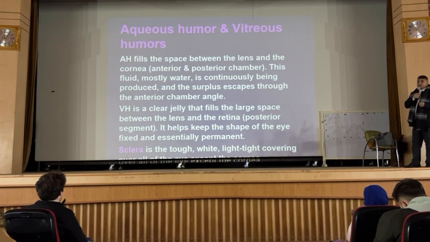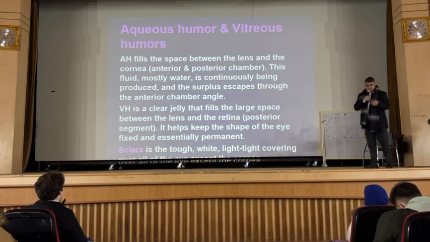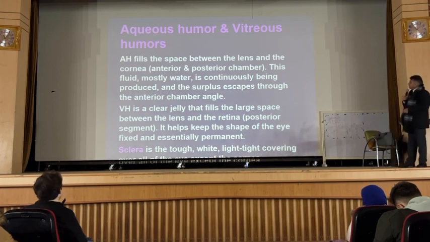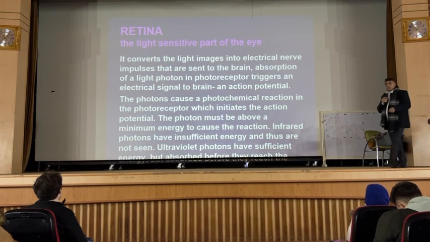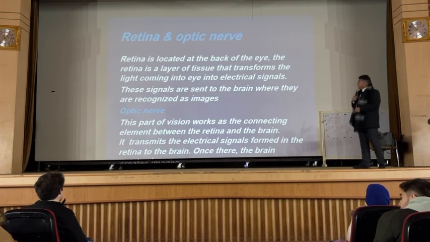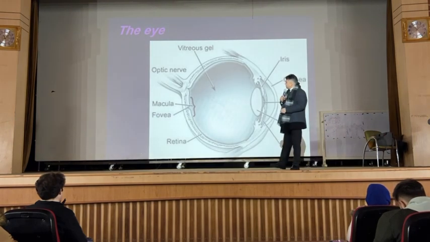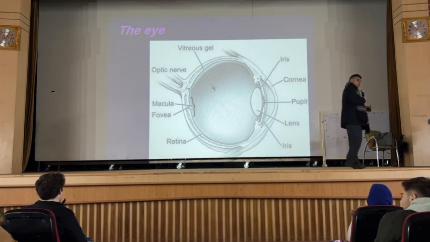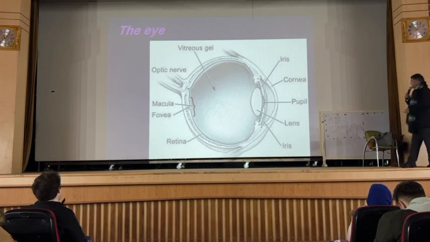What about the fluids in the eye? The fluids in the eye are the aqueous humor and the vitreous humor. This is the eyeball, and we have the aqueous humor.